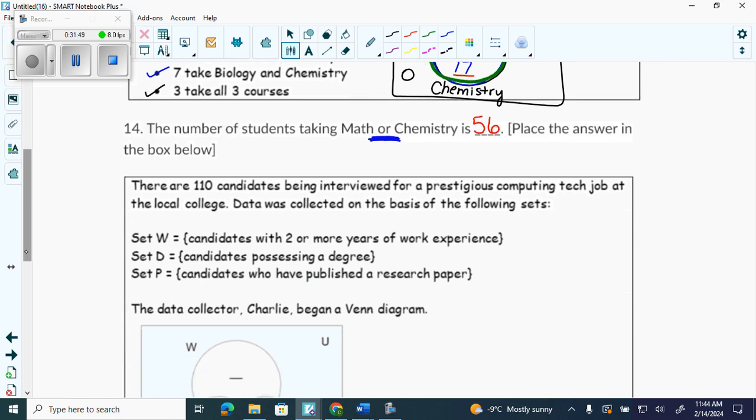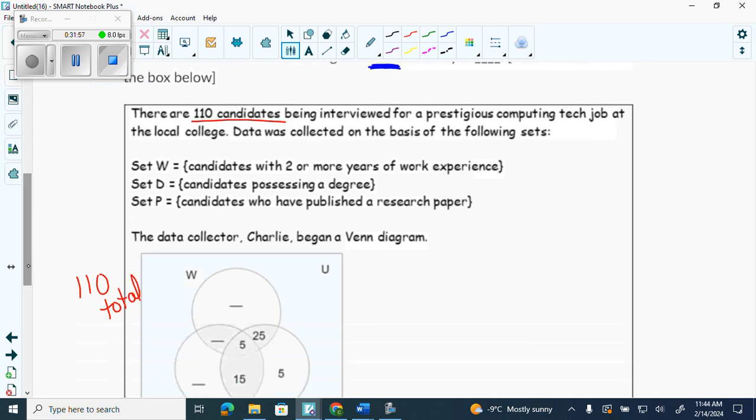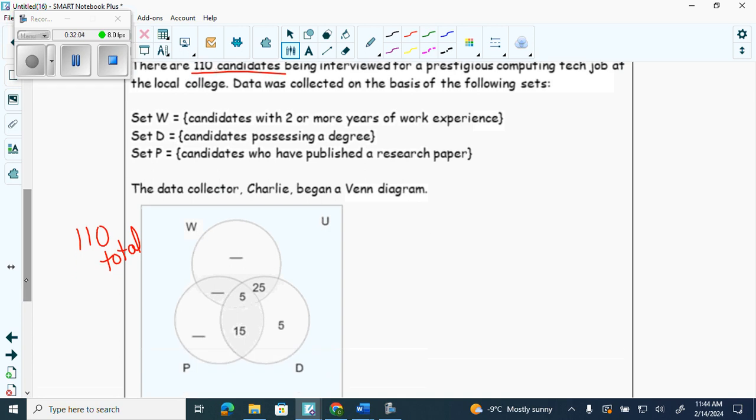So there are 110 candidates. 110 candidates being interviewed for a prestigious computing tech job at the local college. Data was collected on the basis of the following sets. Set W is the candidates with 2 or more years of work experience. Set D are the candidates possessing a degree. Set P are the candidates who have published a research paper.